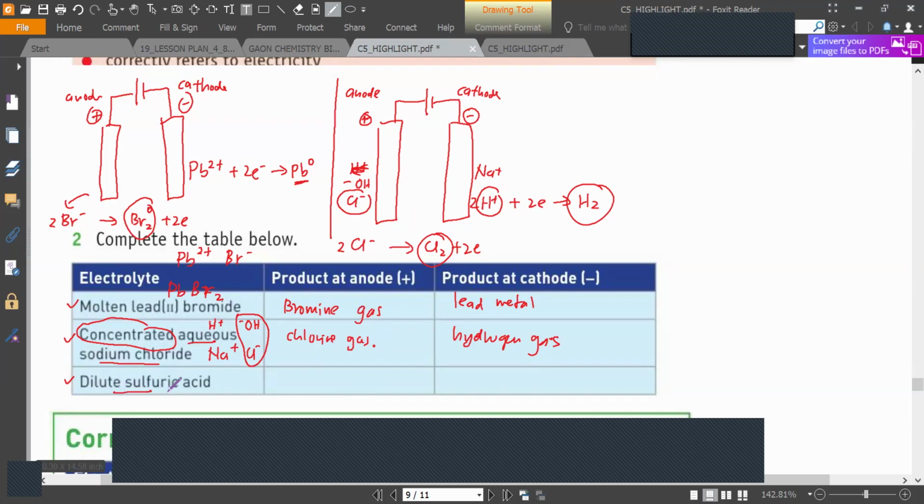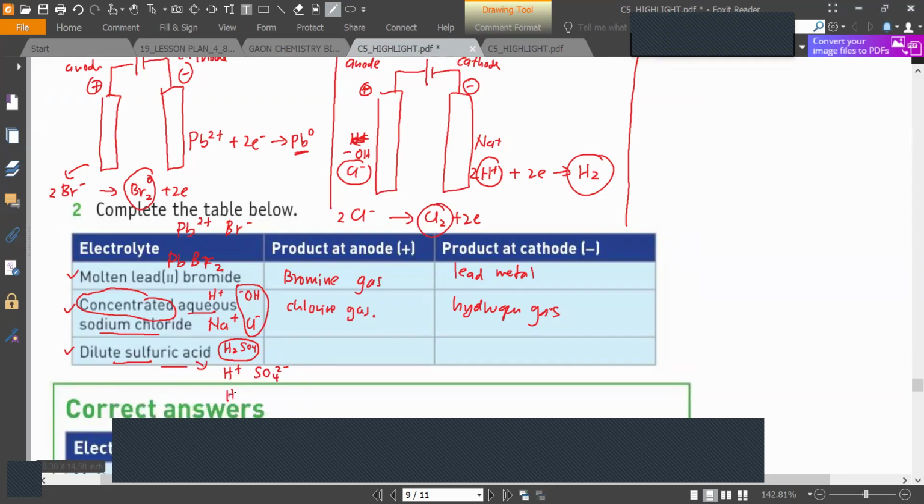Next, dilute sulfuric acid. So what happened? Sulfuric acid is H2SO4, which means we have H plus and SO4 2 negative. And then we also have water: H plus and hydroxide.